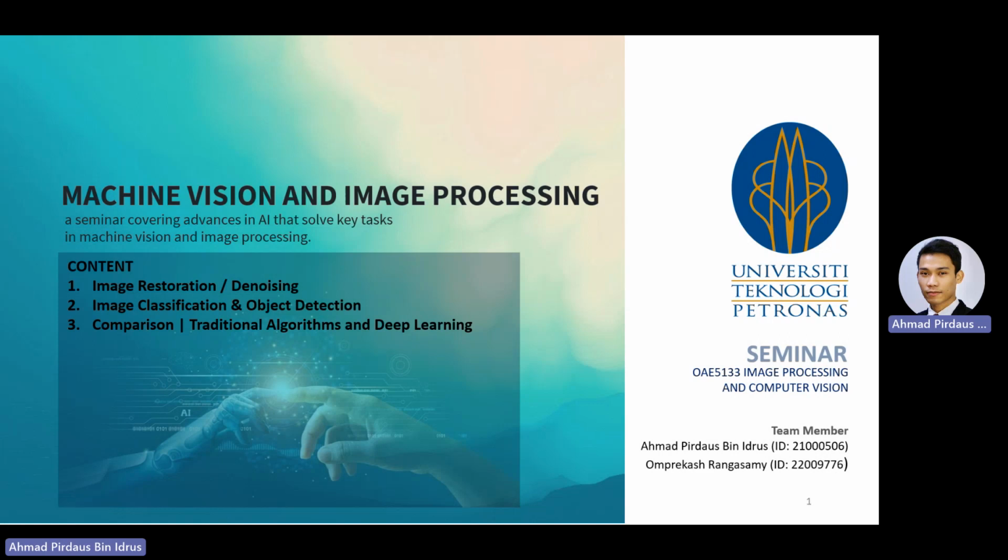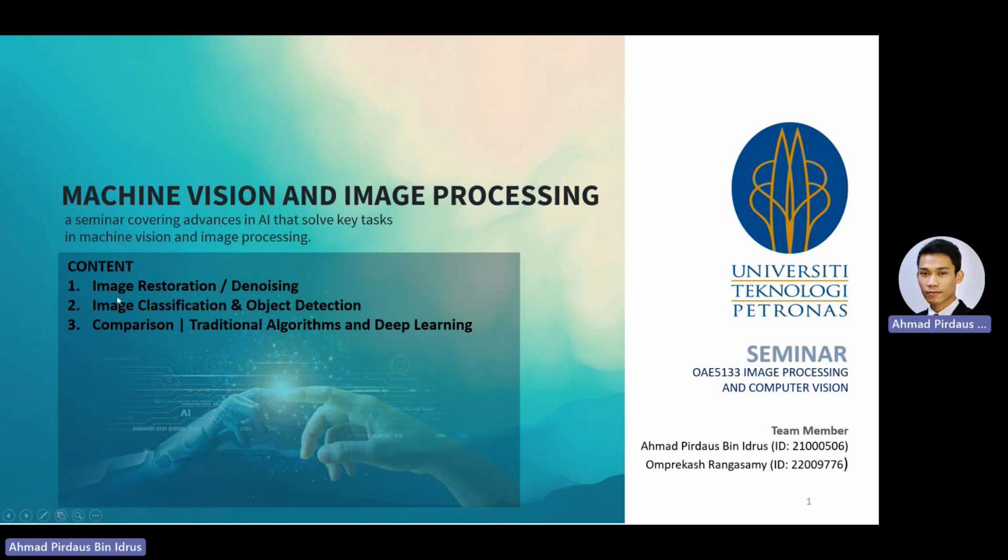22009776, respectively. This is a seminar covering advances in AI that solve key tasks in machine vision and image processing. Together with the seminar, we have prepared a tutorial that is uploaded by a teammate, Prakash, at a different URL. For the seminar, we have divided this into three sections.